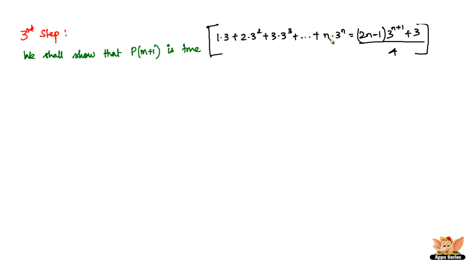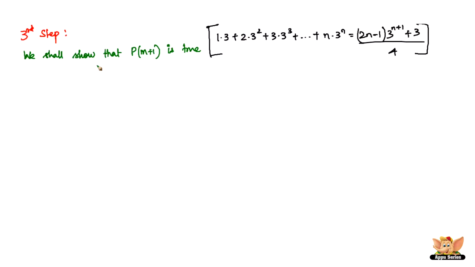So in this place it is n. We proved that P of 1 is true for this, and we've assumed P of m is true. So in the third step, we're going to show that P of m plus 1 is true for this statement. Alright, so let's see what we have to do now. This is the most important step, by the way.